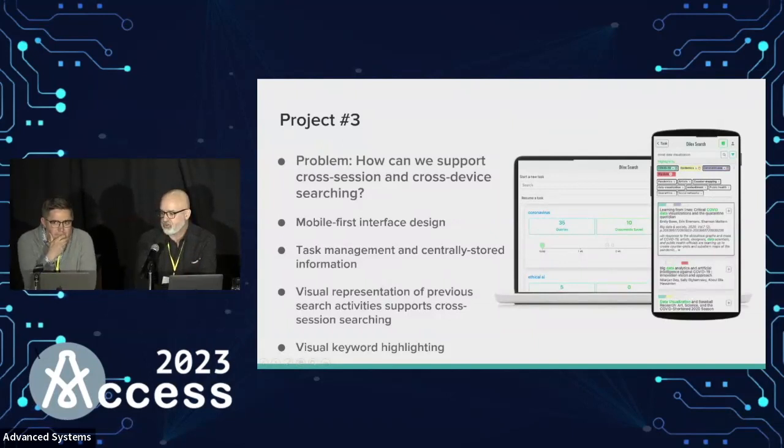Moving on to this third project, I think here's where my team started to hit their stride in using the API provided by Ex Libris. And what we're really trying to focus on in this project is how can we support cross-session and cross-device searching? And this leads to 2 problems that we were trying to tackle. So assuming a searcher is undertaking a complex search task, how can we help them to resume that task if they can't finish it in one session? Complex searches can't necessarily be done in one session. What can we do to help them when they get back to it?